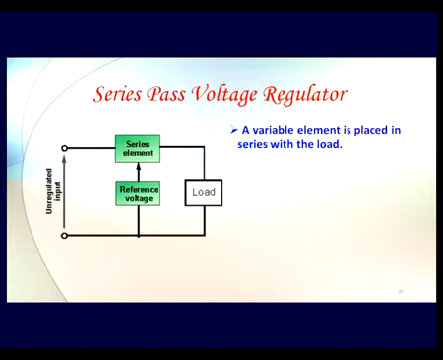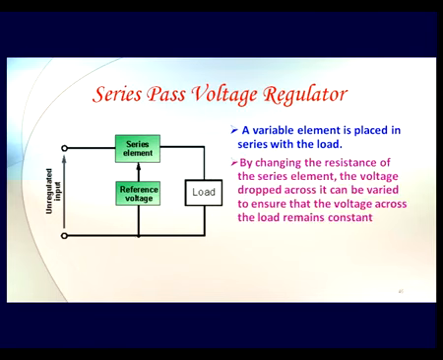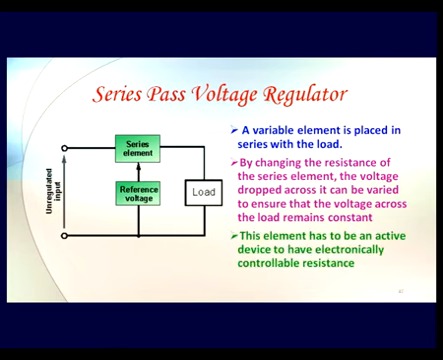But we can always have a better version, and that is called the series pass voltage regulator. Here we have a variable element placed in series with the load. The reference voltage is given to this series element, which is going to control the current passing through it in order to give the appropriate load current. By changing the resistance in this series pass element, we change the drop across it. So here is our Vin, here is our Vout. The excess voltage dropped by this series pass element will be determined by the current passing through it.